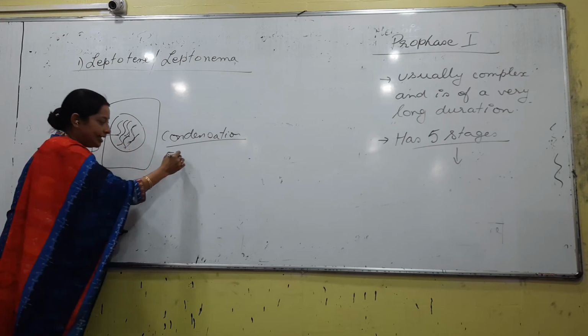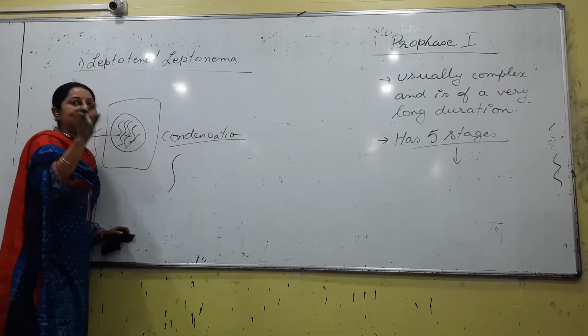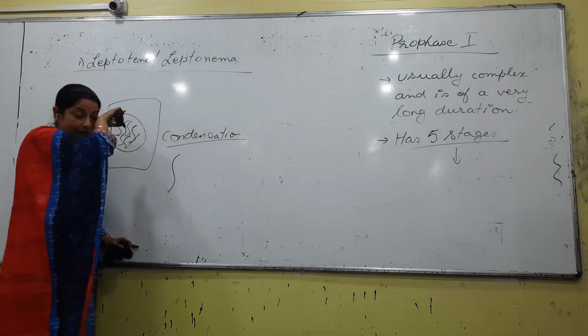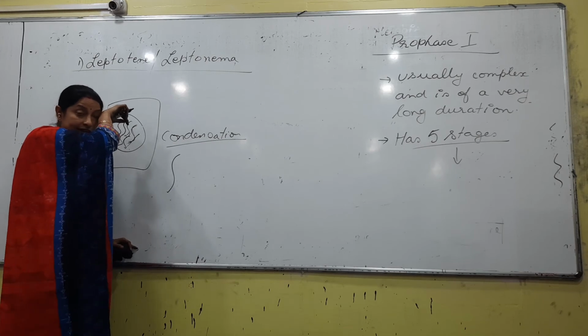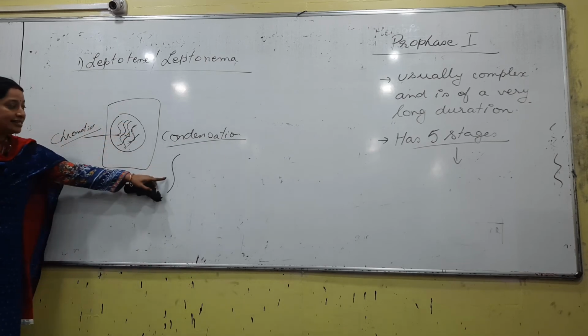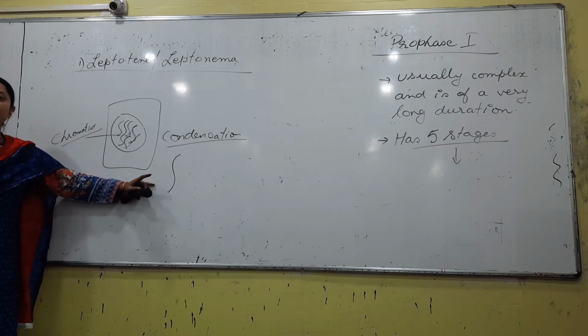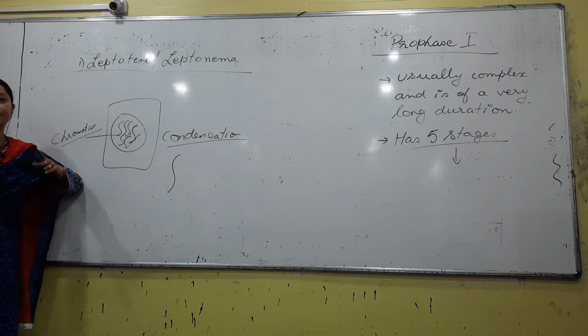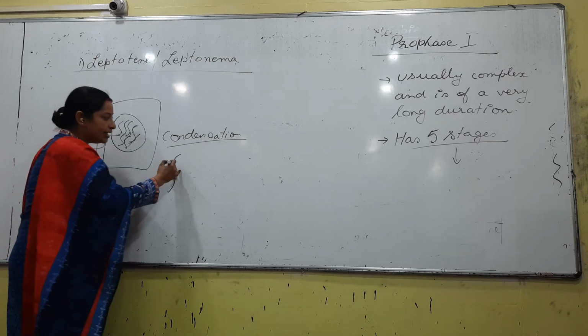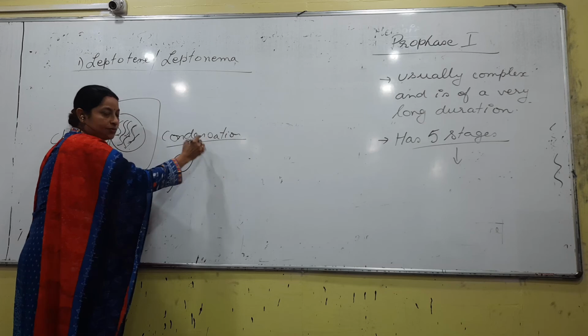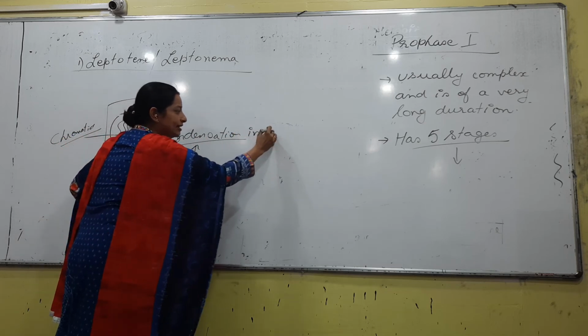condensation. When a thread condenses, what form does it take? Short. Right, during the process of condensation another point that you have to remember is this thin thread or this chromatin does not undergo condensation all of it together. How does it happen? In intervals. Condensation happens in intervals.